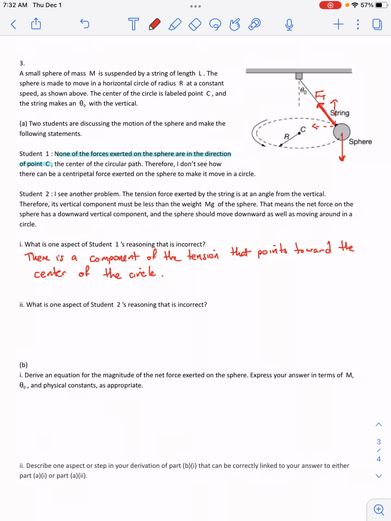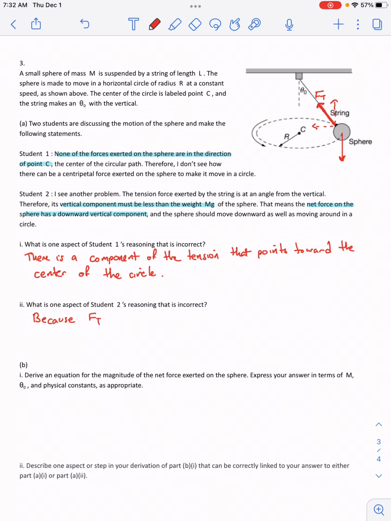And then for student 2, they state that the tension force is at an angle and that the vertical component must be less than the weight mg. That's not true. In fact, if it's moving in this pattern, then that vertical component is equal to mg in order to keep it at that height, right? And so they go on to say that the net force on the sphere has a downward vertical component. That's also not true.